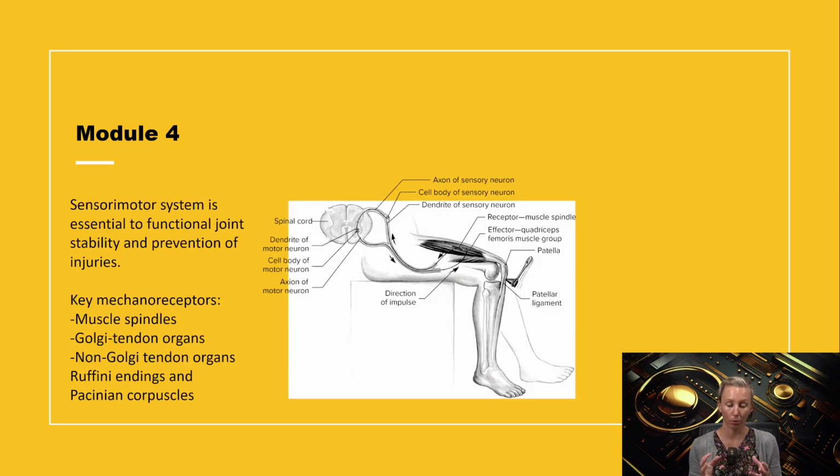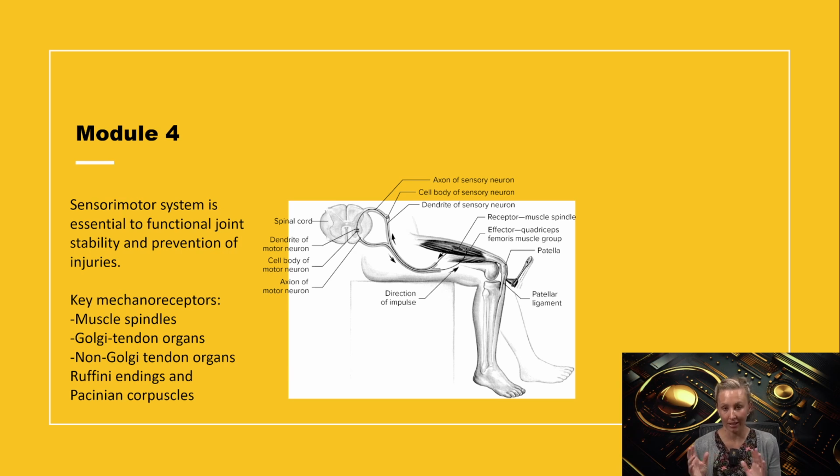Another element that is providing stabilization to a joint is the sensory motor system. So it's essential to that functional joint stability. There are certain mechanoreceptors in different structures. The muscle spindles are located in muscles. The Golgi tendon organs are found in tendons. And then the non-Golgi tendon organs are found in ligaments.